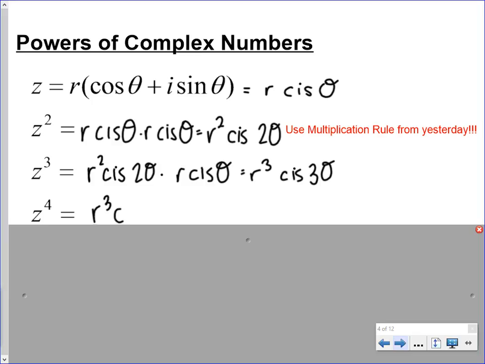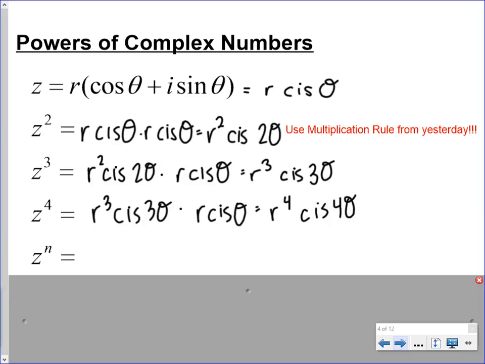So r cubed kiss 3 theta, and then multiply it by another z, which is r kiss theta. And follow the same work that I've done previously. r cubed times r is r to the 4th. Kiss 3 theta times kiss theta is now kiss 4 theta. Is that what you thought it was going to be?